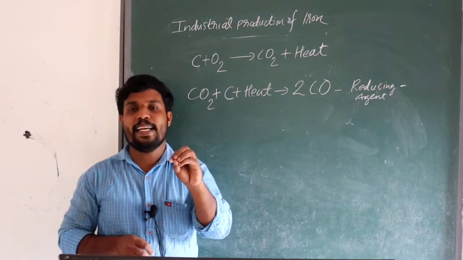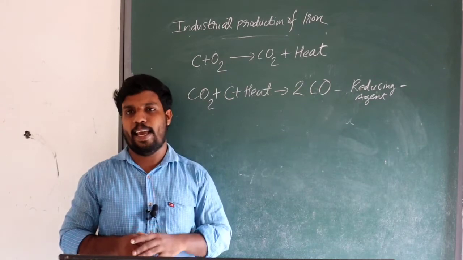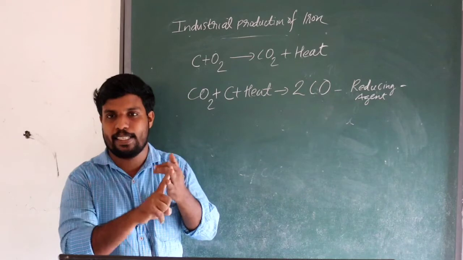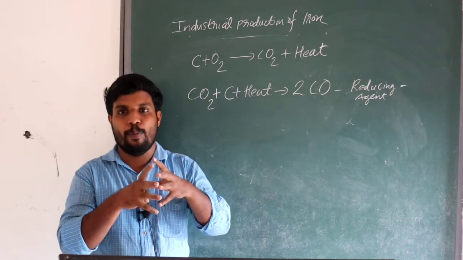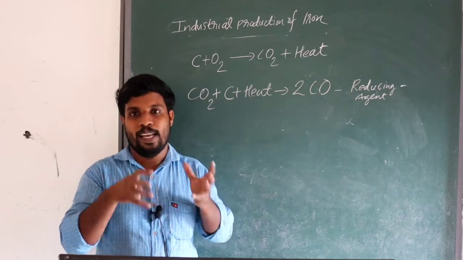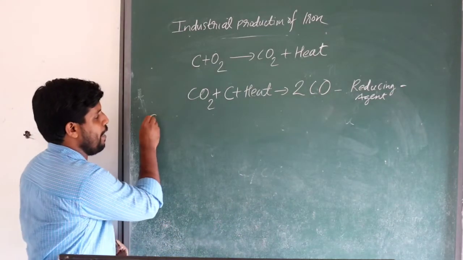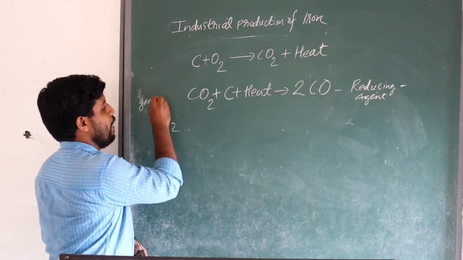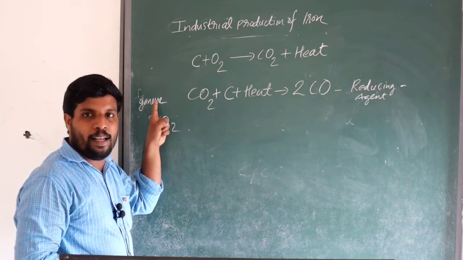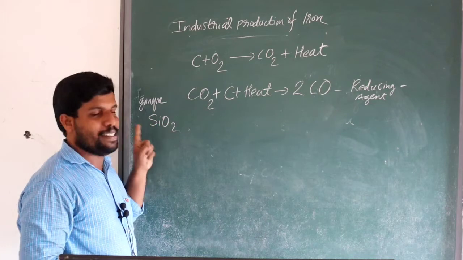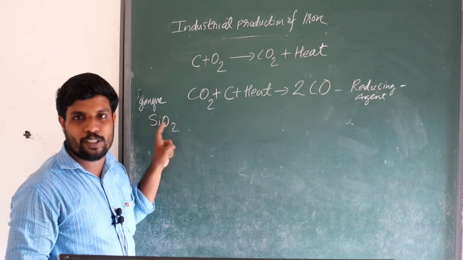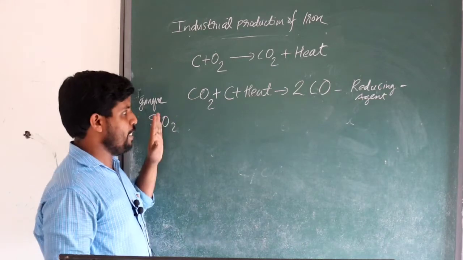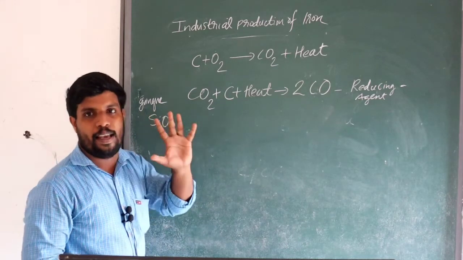Then the hematite contains gangue after roasting, and we have discussed concentration and levigation. The impurity is not lost from the ore: it is silica, or silicon dioxide. This is the major gangue present in hematite.